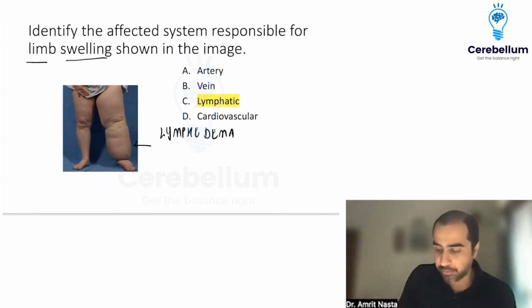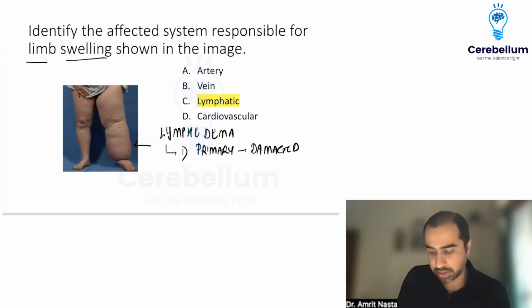So understand, lymphedema happens for two reasons. Either it will be a primary lymphedema. Primary means the lymphatics are damaged without any disease. Okay, there is no disease. Or it will be secondary, secondary to some disease. Most commonly, it is going to be filariasis. That is the most common cause of secondary lymphedema, filariasis.